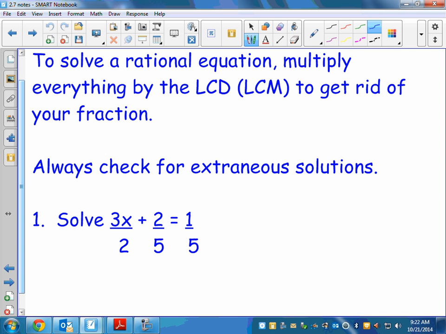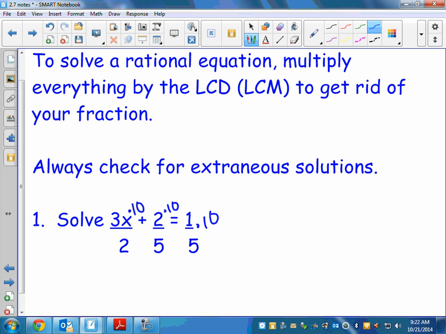I do want to point out that if you have x's in your denominator, then your domain is not all real numbers, and you have to check and make sure that your answer doesn't make the original problem go to 0. Not on this problem, because we don't have x at the bottom. But what would the common denominator be between 2 and 5? 10, right? 10 would be the common denominator. So I could multiply everything in this problem by 10.